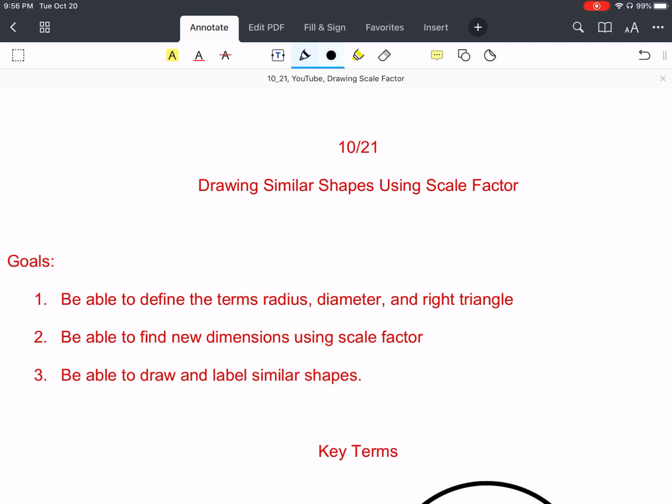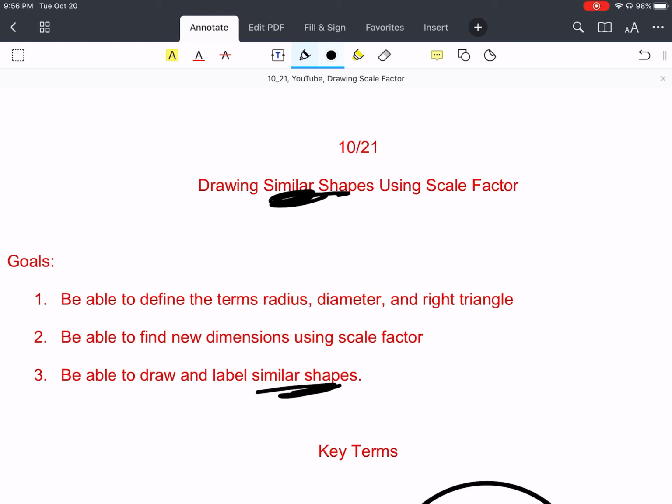Goal number one, be able to define the terms radius, diameter, and right triangle. These should be pretty familiar, but we will be going over a recap of this in the video. Goal number two, be able to find new dimensions using scale factor, and that's exactly what you did on your assignment yesterday. And then goal number three is be able to draw and label similar shapes. I'm going to underline similar shapes.